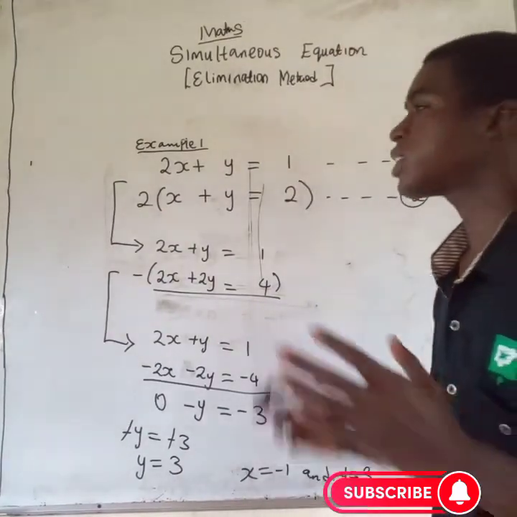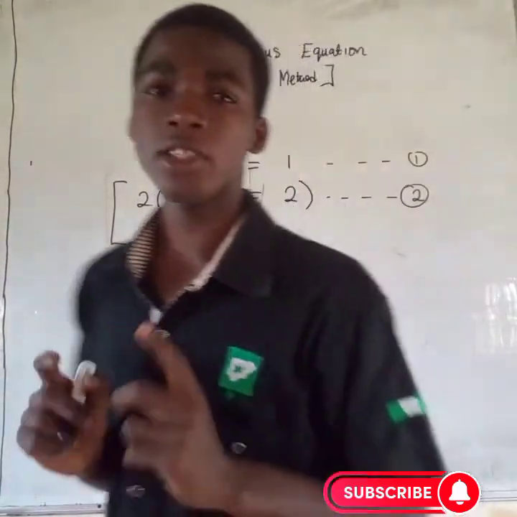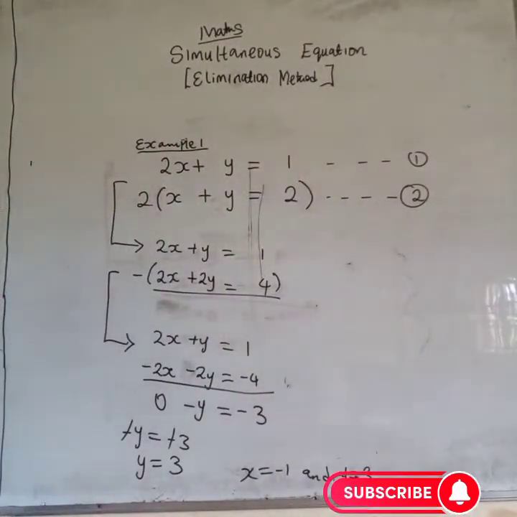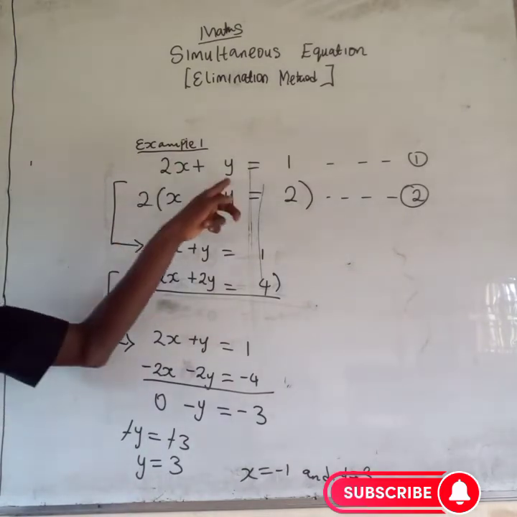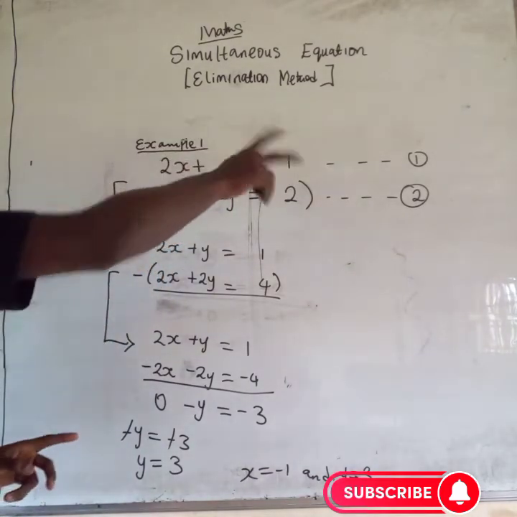Alright, now there is a method I want to introduce. That is what we call the simultaneous and elimination method. With that method, after solving for one variable, you don't need to do your elimination again. What you just need to do is to substitute into any of the variables.